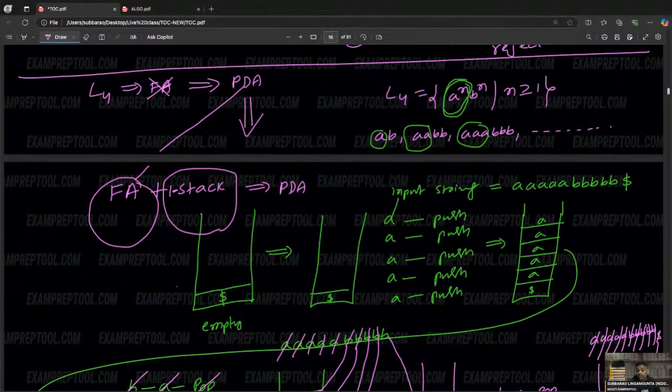Can you do PDA? Remember, PDA is nothing but finite automata plus one stack. PDA contains finite automata and also a stack. But here in L4, comparison is required. Comparison means stack required. So L4 contains comparison, and finite automata says I cannot.